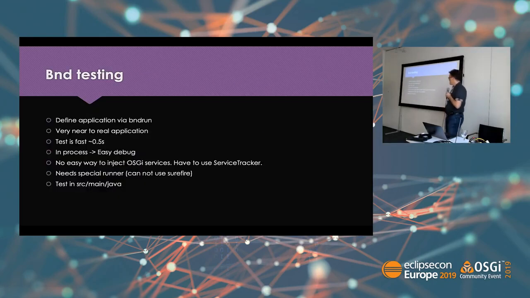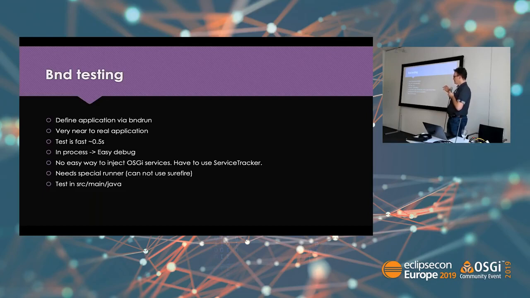So let's first start with the BND testing. You define your application via the BND run file, and this file you will also use for your testing, or a separate testing BND run that typically refers to the main BND run. Basically, you set up your application to come up, and then you add your code to be your test code, and you add a test runner from BND testing, and that's all.